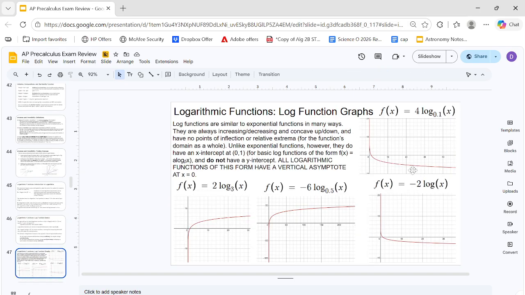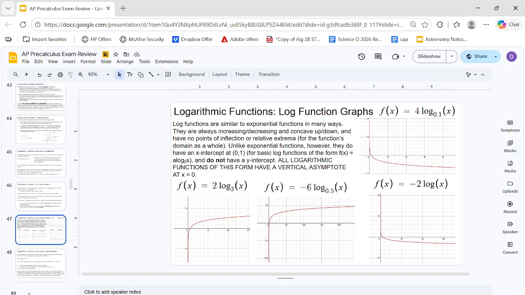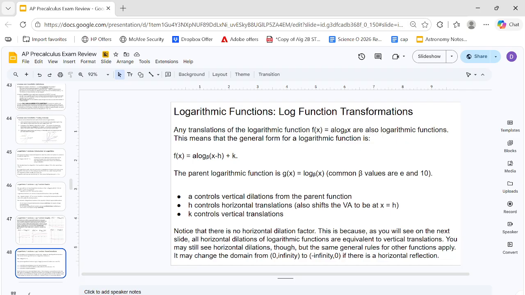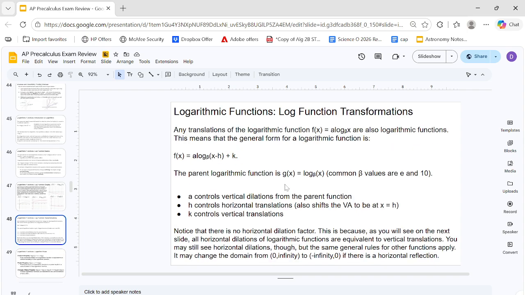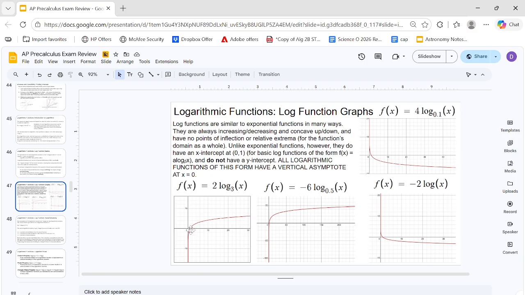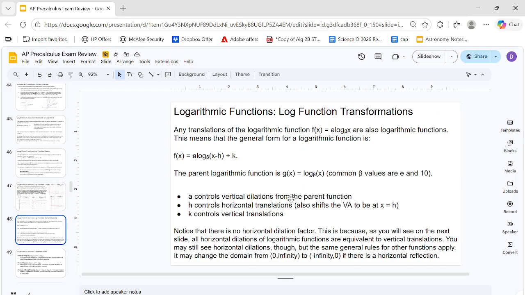Alright, so this is what logarithmic graphs look like. No y-intercept, but they do have an x-intercept. Yeah, you can transform logarithmic functions. And this also can change the vertical asymptote that they have at x equals 0. So if you're translating it horizontally, that will move the vertical asymptote. Sorry.